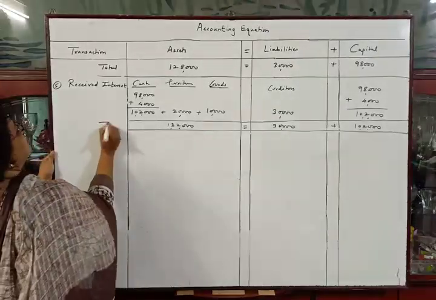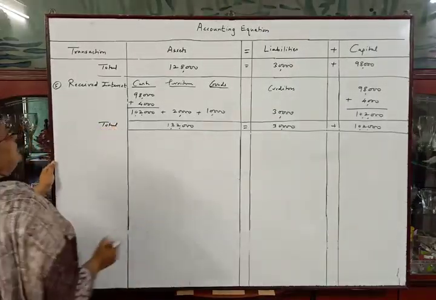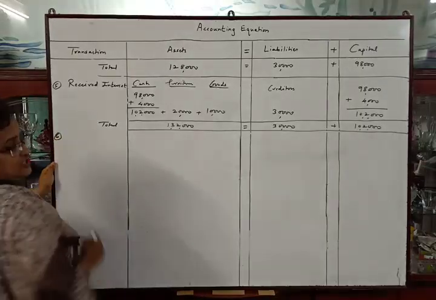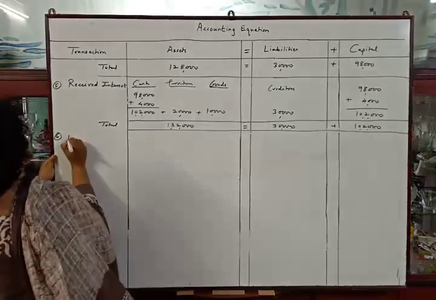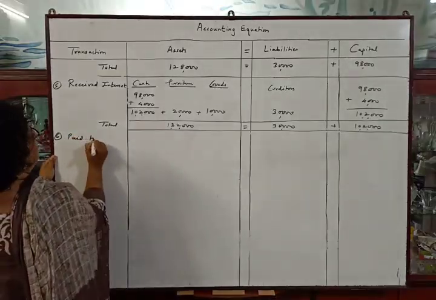So now the sixth transaction. Sixth transaction is paid to Amit rupees 10,000. So paid to Amit.